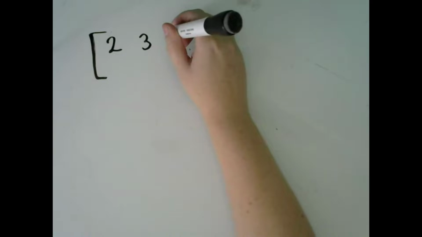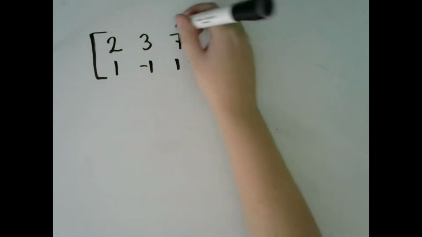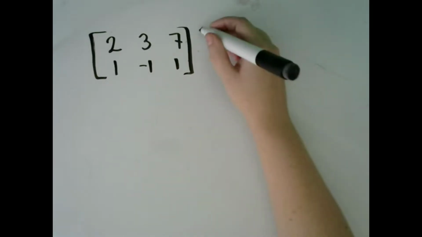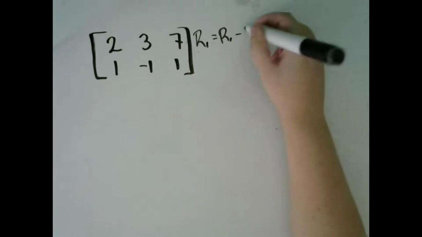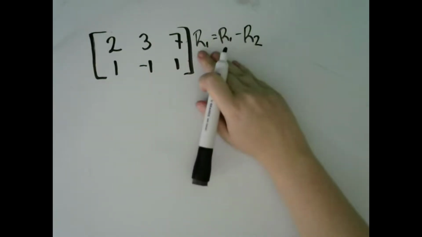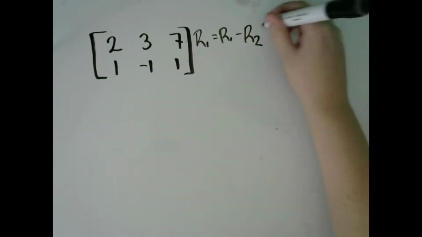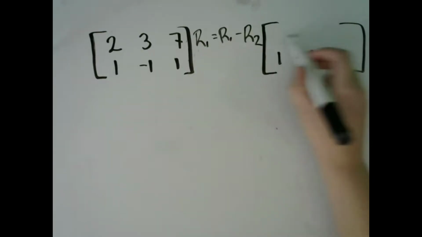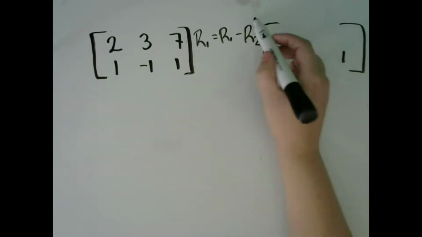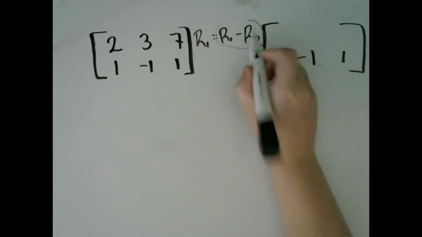So we have a matrix that's 2, 3, 7, 1, negative 1, and 1. And the first set of directions say R1 equals R1 minus R2. So in the beginning, we say where the answer is going to go. This means that we are going to replace row 1. So our answer will have the same row 2, but new numbers in row 1. Then we have the operation being performed. We want to do R1 minus R2.